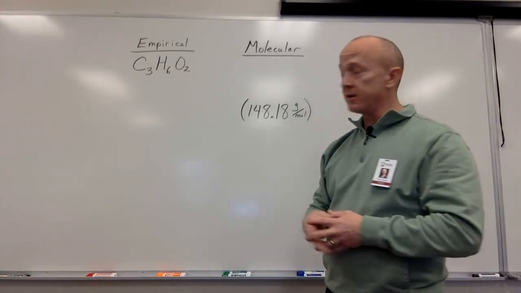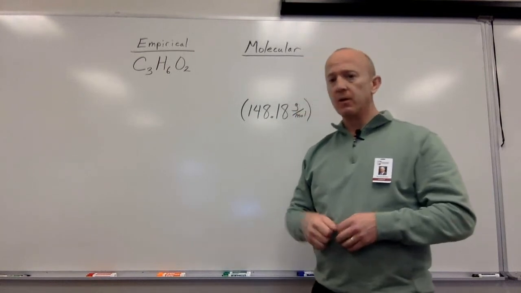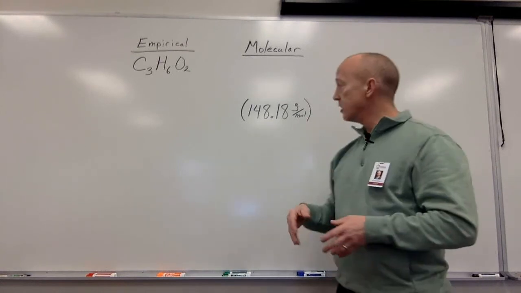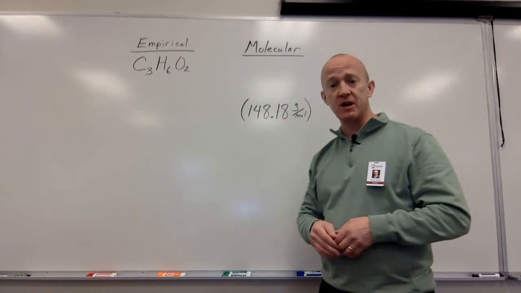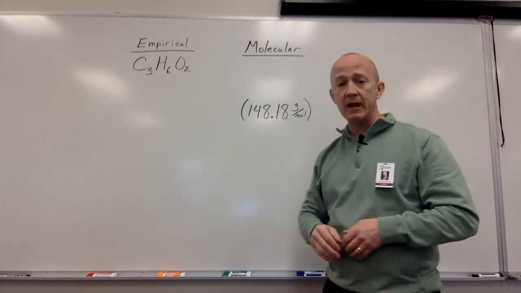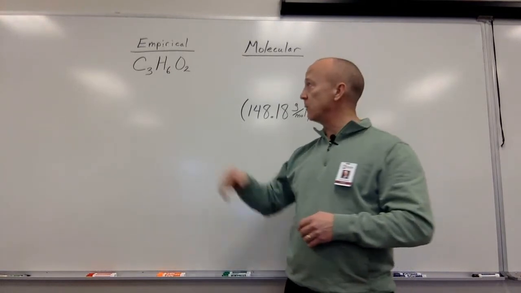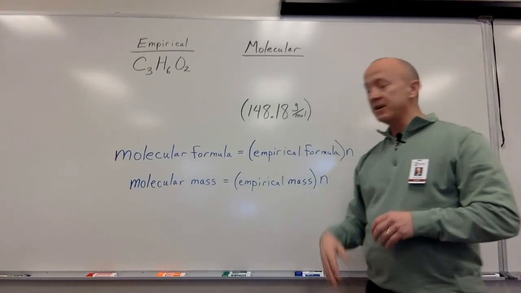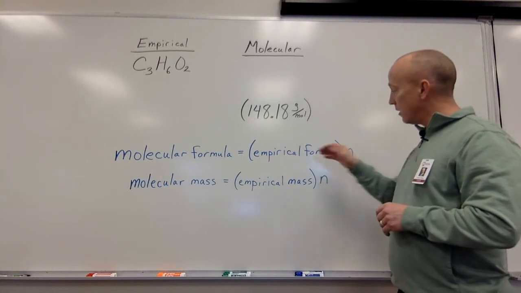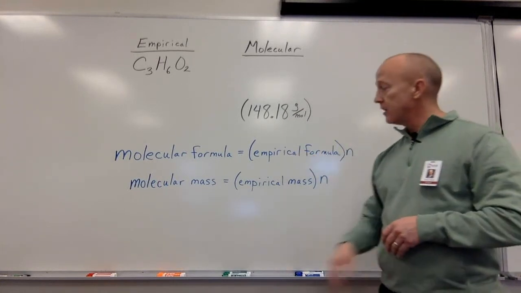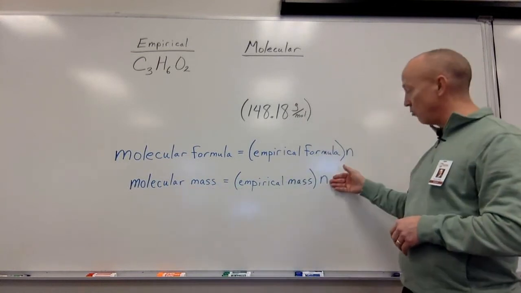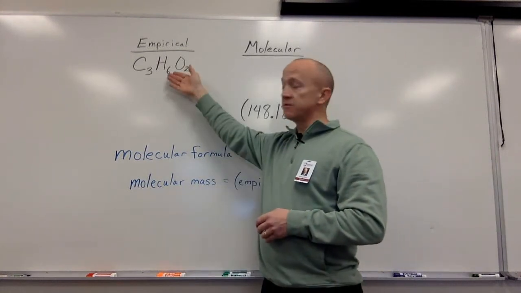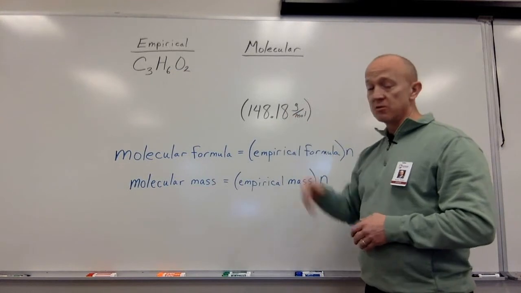So we found the empirical formula C3H6O2. But is it the same as the molecular formula for this compound? Suppose that, through experimentation, you found that the actual molecular mass of this compound was 148.18 grams per mole. How would you use that to determine if the empirical formula is the same as the molecular formula? Remember that we said that the molecular formula is always some whole number multiple of the empirical formula. So it stands to reason that the molecular mass is always some whole number multiple of the empirical mass. That means that all we have to do is calculate the mass of this empirical compound and compare it to the mass of the molecular.